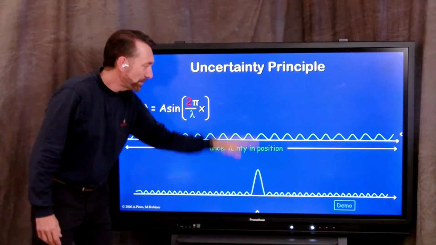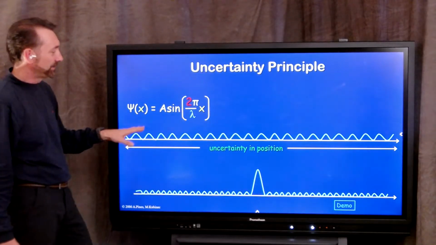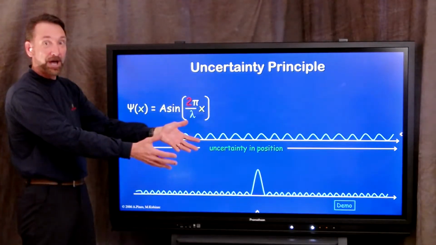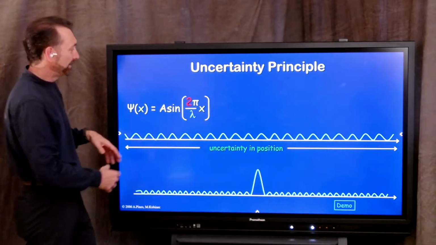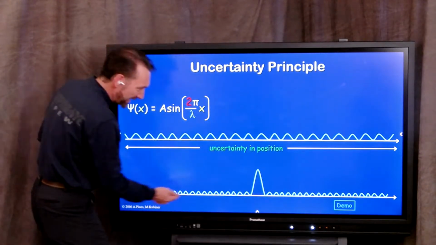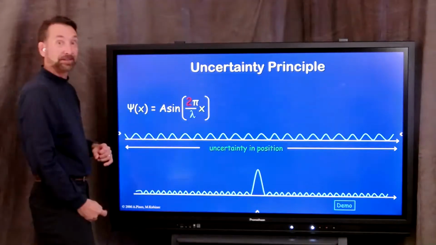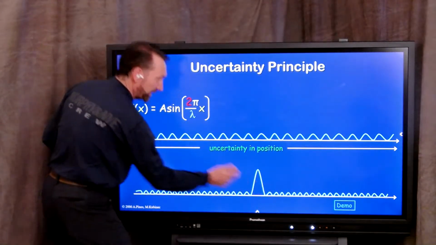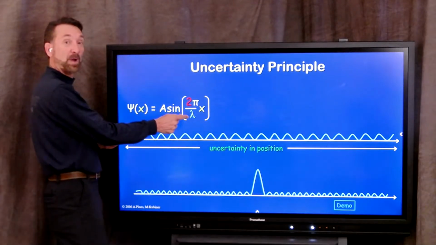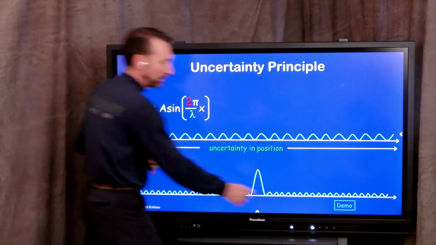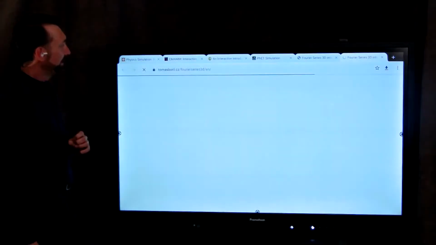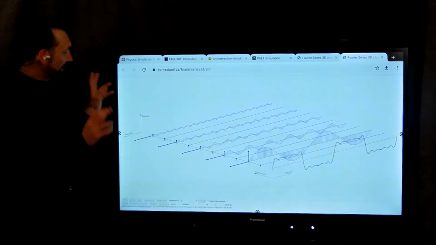Another property of waves we saw is this whole idea that I can add waves up, and if I add a bunch of waves, I can make any other waveform that I want. So I could make this function if I add enough waves like this with different wavelengths together. And we saw that when we looked at the Fourier transform.